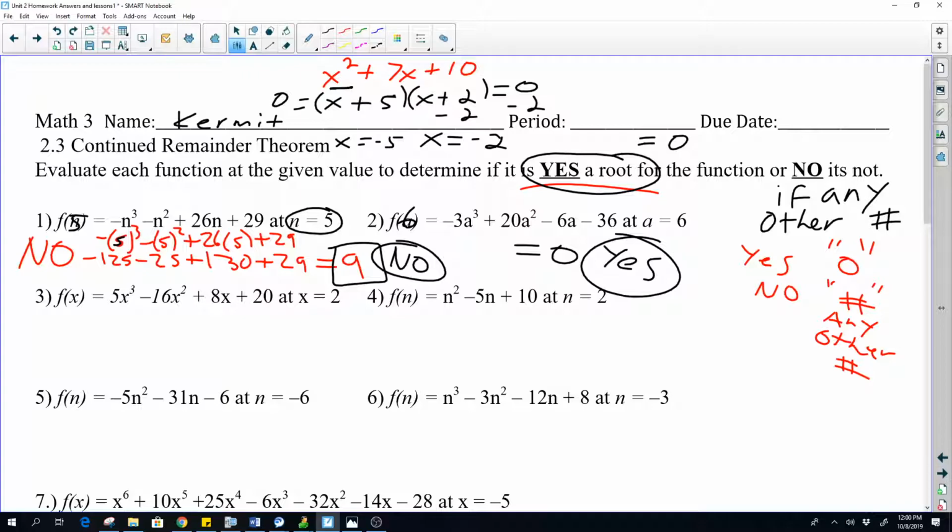With the remainder theorem, basically, I took, just as an example, x squared plus 7x plus 10, and I factored it. And I got x plus 5 and x plus 2. Then I set each of those parentheses equal to 0, and I moved the numbers to the other side, and I got x equals negative 2 and x equals negative 5.